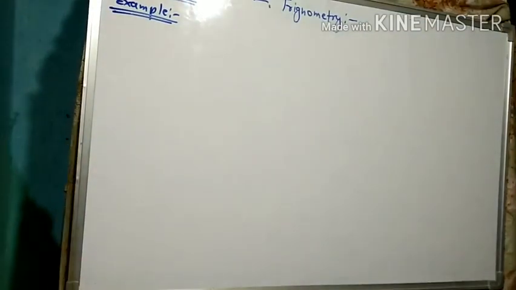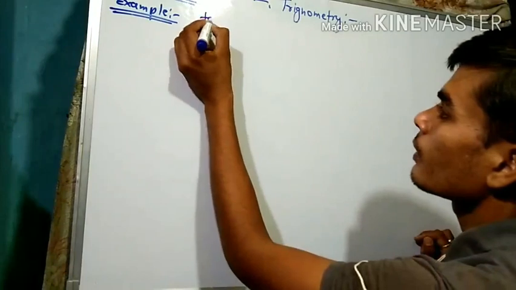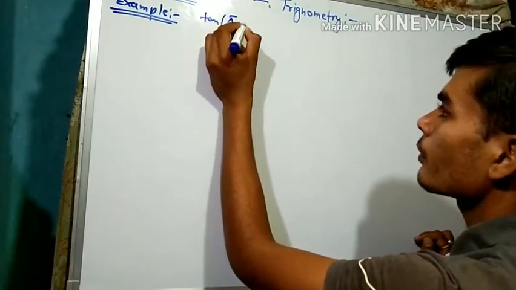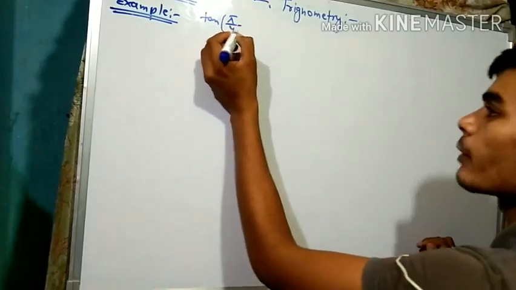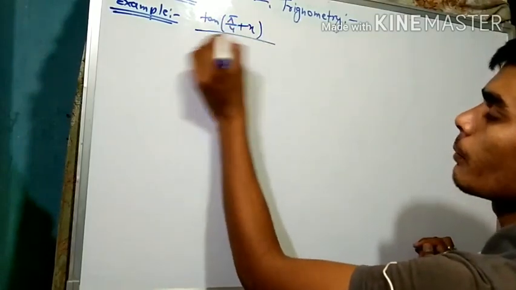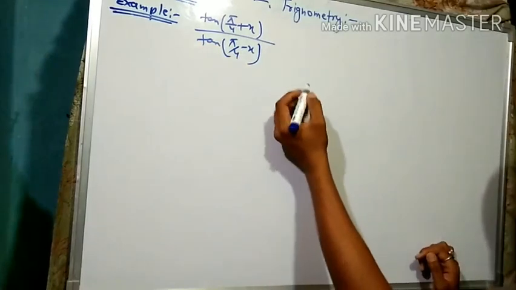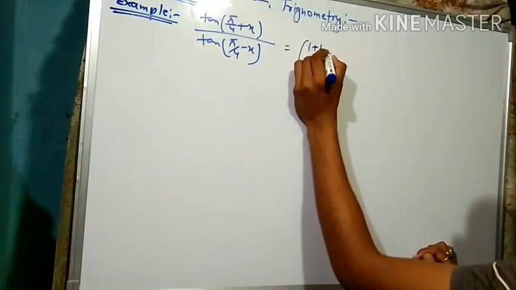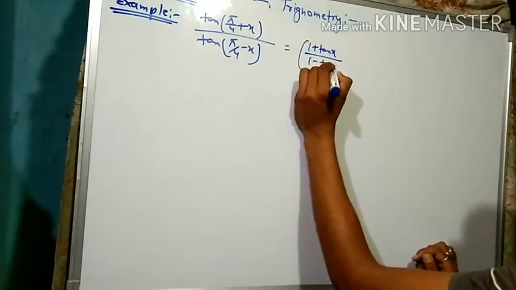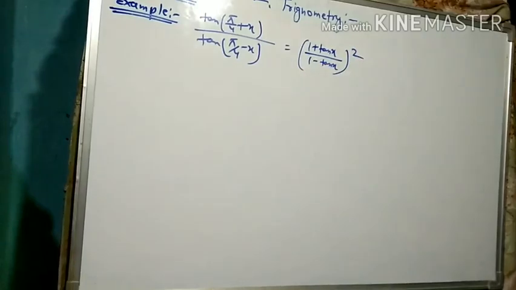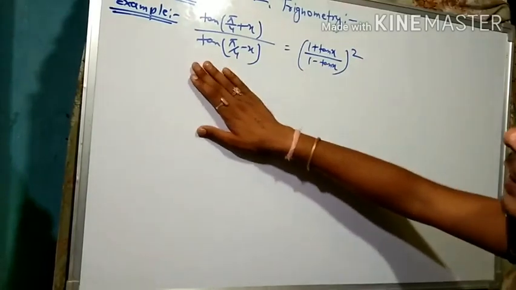Let's go. The important question, asked many times, is: tan(pi by 4 plus x) by tan(pi by 4 minus x) equals 1 plus tan x upon 1 minus tan x. So prove that this equation holds in this form.